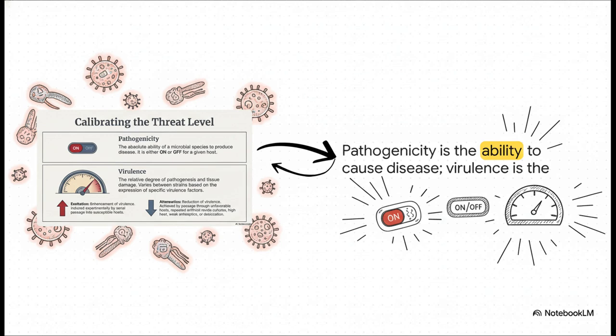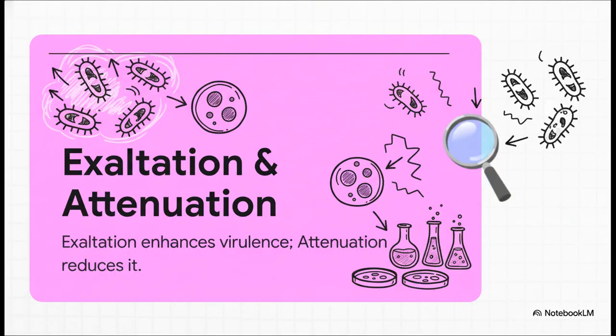Virulence, however, is a quantitative measure. It describes the degree of harm, the severity of the disease. It's more like a dial that can be turned up or down and can vary significantly, even between strains of the same species. It's important to understand that virulence is not a fixed property. It can be modulated. We have exaltation, which is the enhancement of virulence, often demonstrated experimentally by passing a pathogen through a series of susceptible hosts.